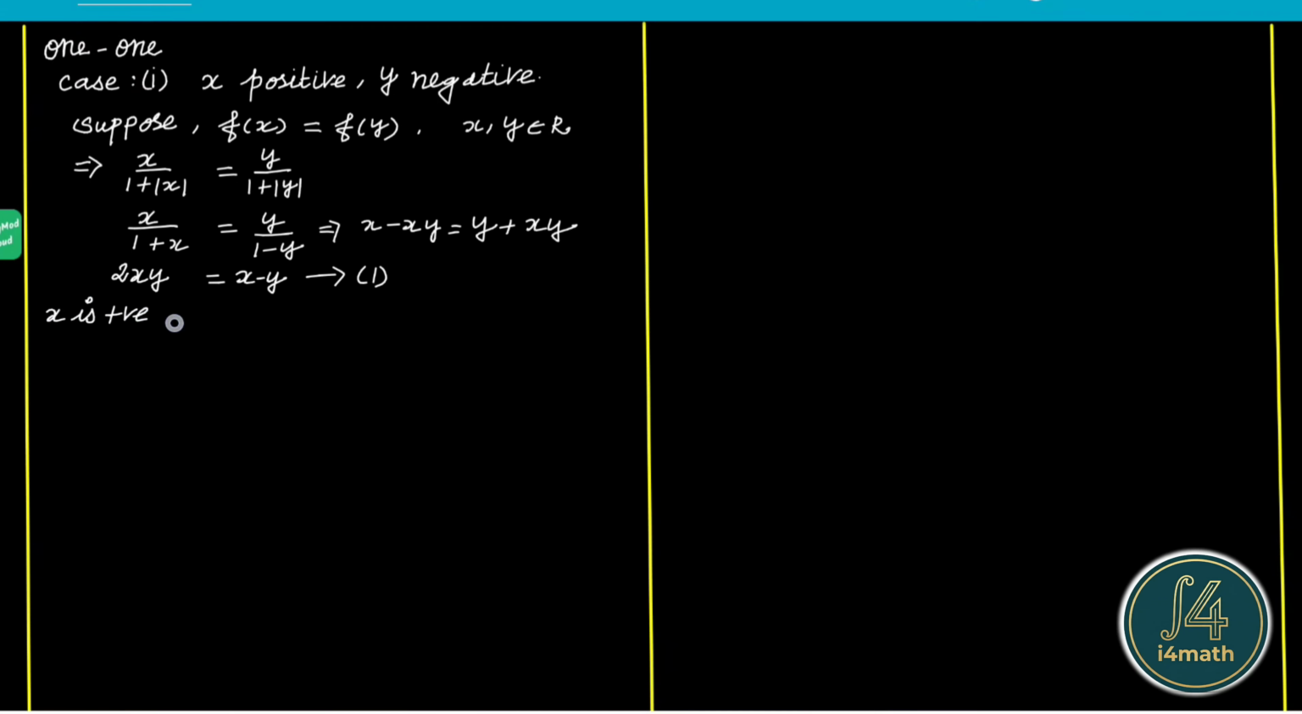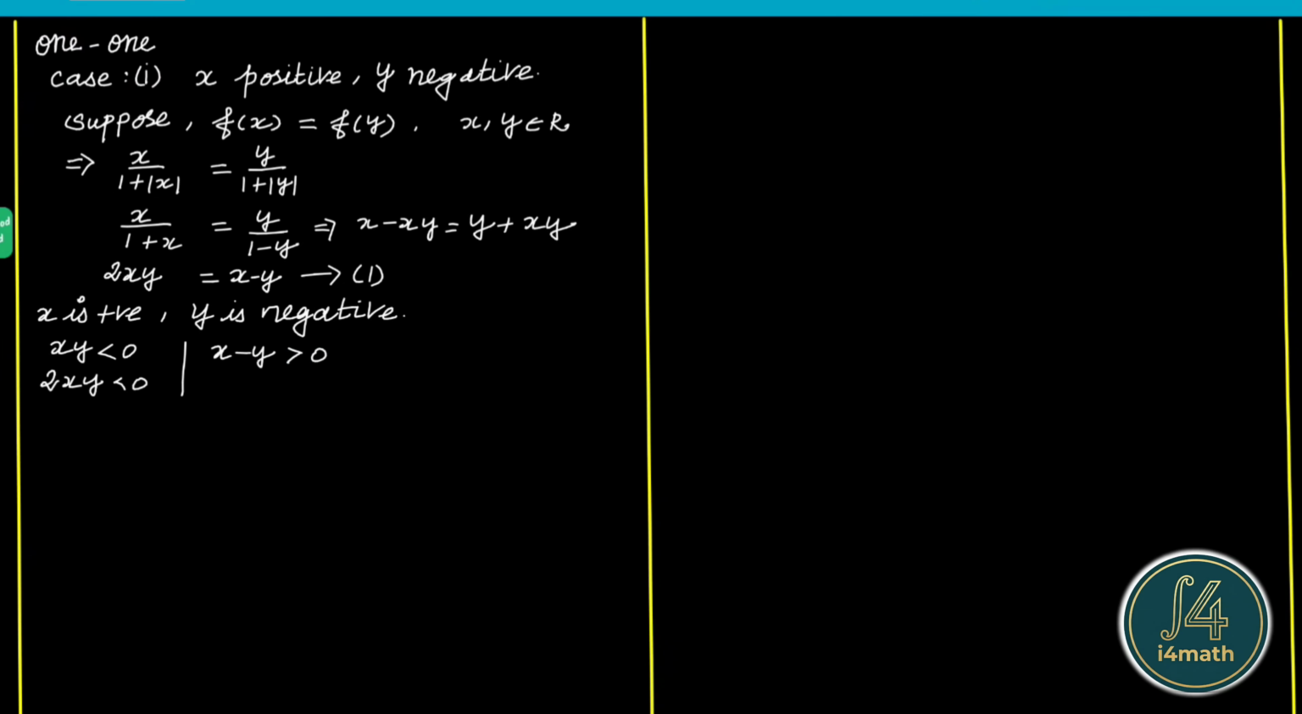Here x is positive, already we have taken x is positive, y is negative. Then x into y is less than 0 because one is a positive number and one is a negative number. Product of one positive number and one negative number is less than 0. And then multiply by 2 on both sides. So 2xy is obviously less than 0. And consider x minus y: x is positive and y is negative, and minus y is positive, so positive plus positive is greater than 0.